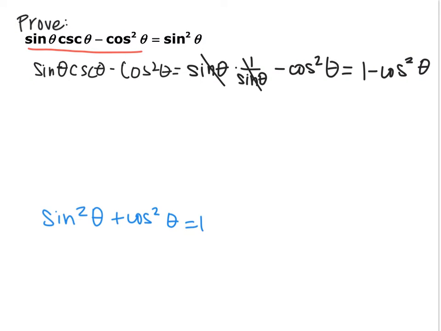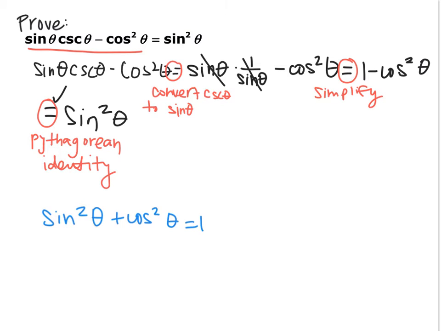Whenever you have trig functions squared, you want to be thinking Pythagorean identity. So we have sine squared plus cosine squared is equal to 1. So if we subtract cosine squared from both sides, we end up with 1 minus cosine squared is in fact equal to sine squared of theta. So we made the left side of the equation equal to the right side. Our first step, we picked our most complex side, the left side in this case. Then we converted cosecant into 1 over sine of theta, simplified it, and then in this step we used the Pythagorean identity to prove that they were in fact equal.